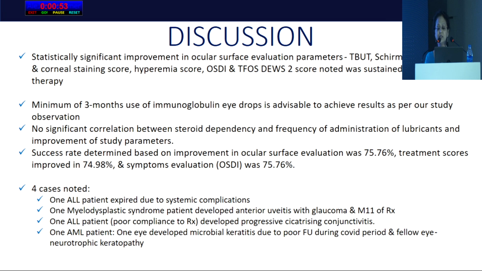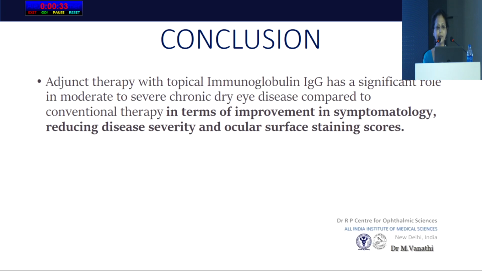One was an ALL patient who expired due to systemic complications. One was a myelodysplastic syndrome patient who developed an anterior uveitis which was not related to the therapy here. One patient of ALL had poor compliance and developed progressive cicatrizing conjunctivitis, and one AML patient developed microbial keratitis not related to the medication, because of poor follow-up here.